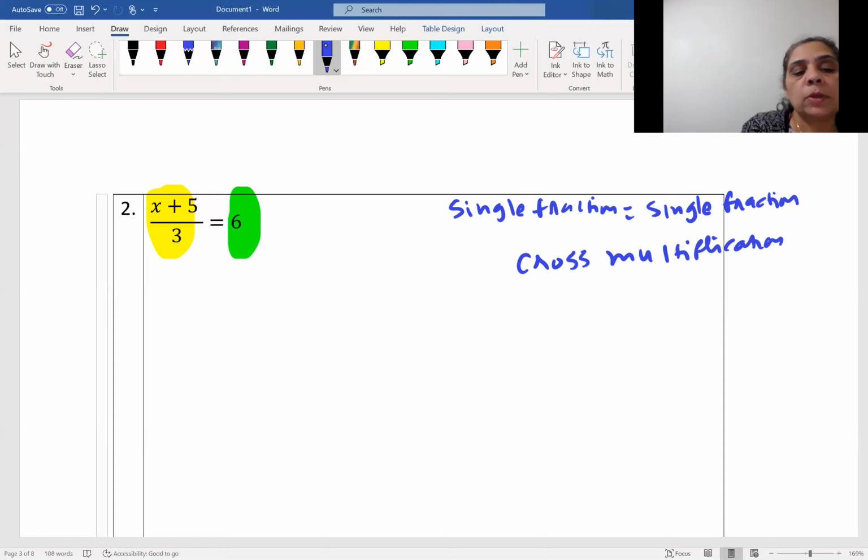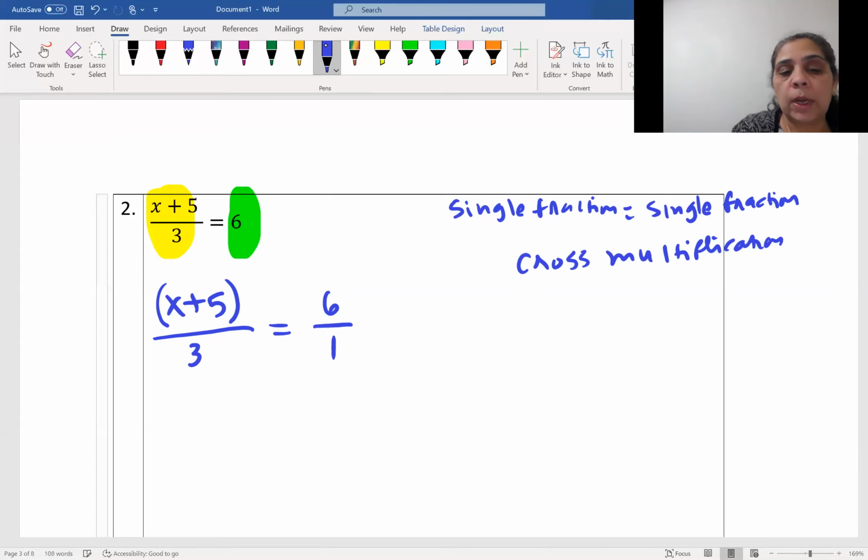Before we do cross multiplication, we have the first term on the numerator, and we have 2 terms, so I will write parentheses so I will not forget the distributive property. 3 equals 6 over 1. I don't have anything under 6, so I will write down 1 under 6. And then we can do cross multiplication like this.